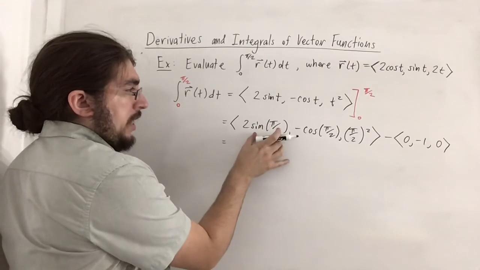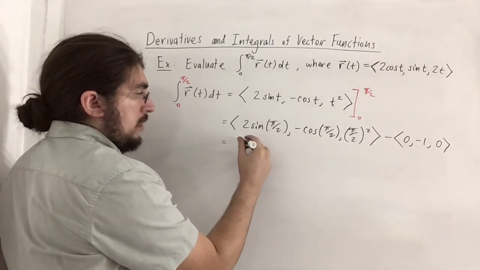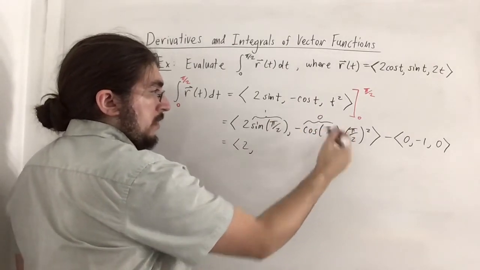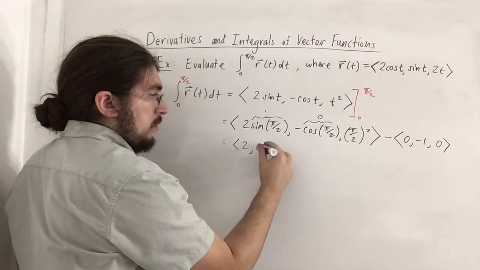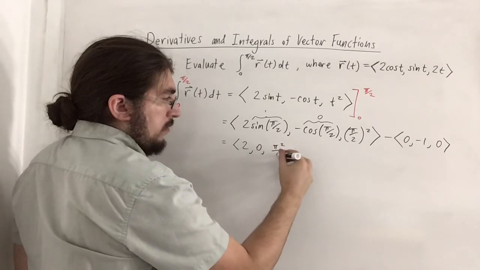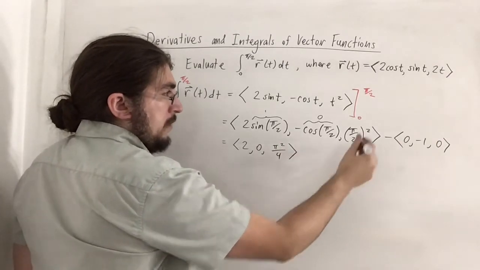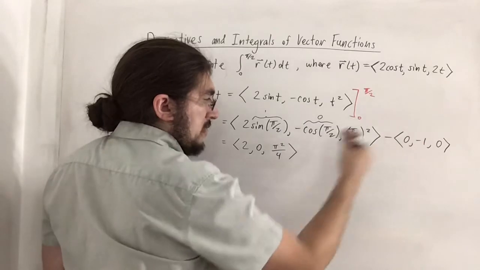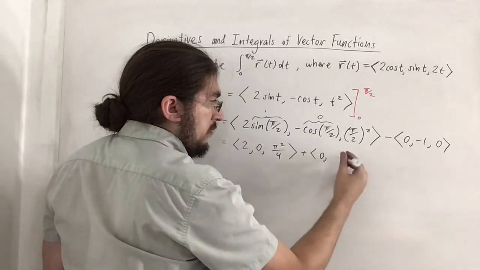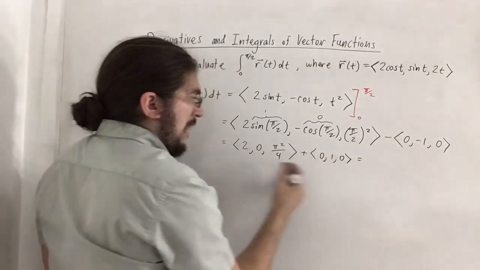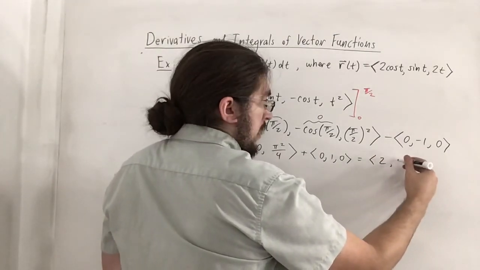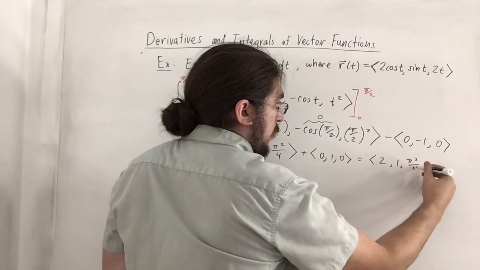Now, what is sine of pi over 2? Sine of pi over 2 is 1, so this is 2. Cosine of pi over 2, on the other hand, is 0, so that's negative 0, which is just 0. Pi over 2 quantity squared is pi squared over 2 squared, which is pi squared over 4. And then minus this, I'll bring in the negative as a scalar to make this addition, and negate each of those components. We get positive 1 for the middle term, so you're really just adding 1 to the middle term. And that's 2, 1, pi squared over 4.